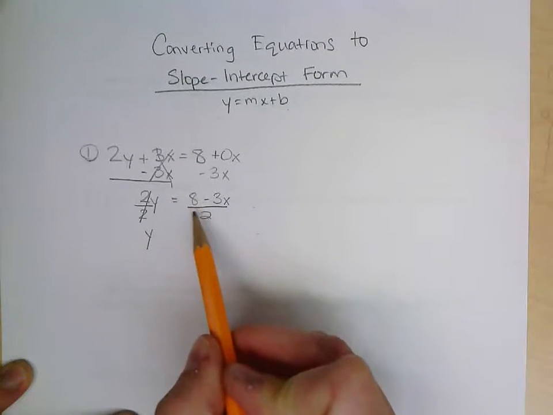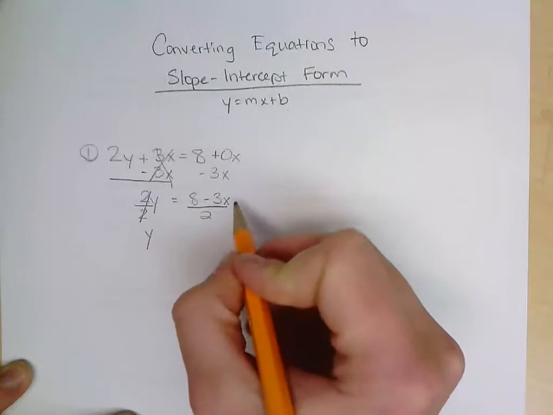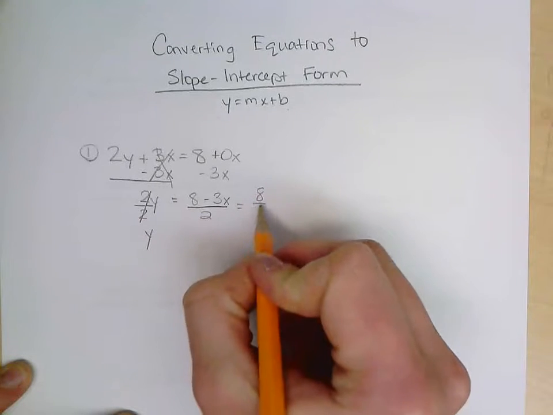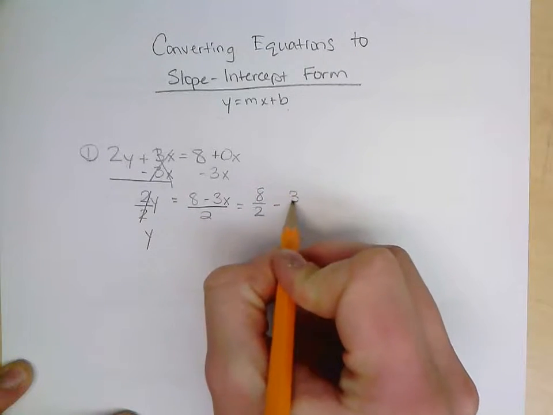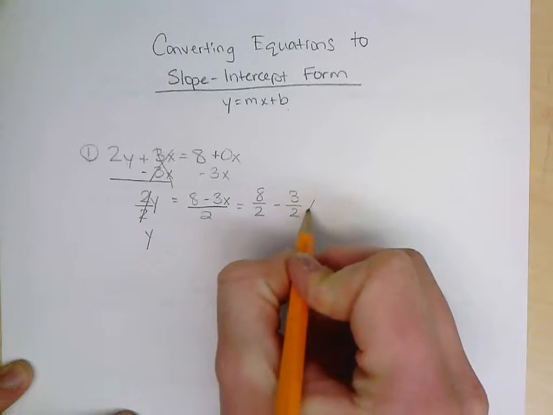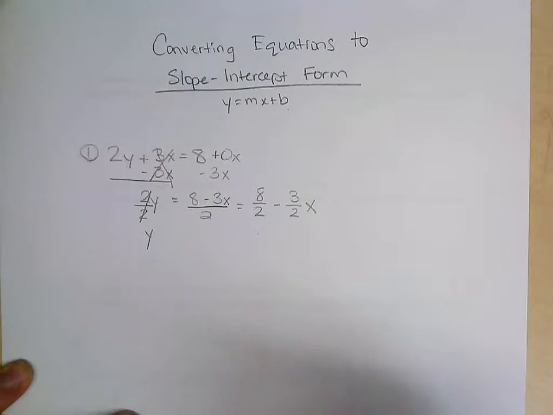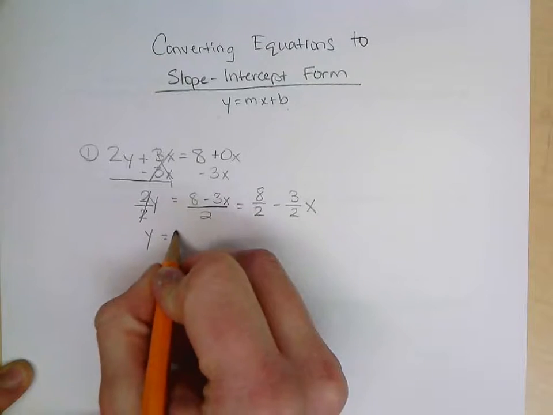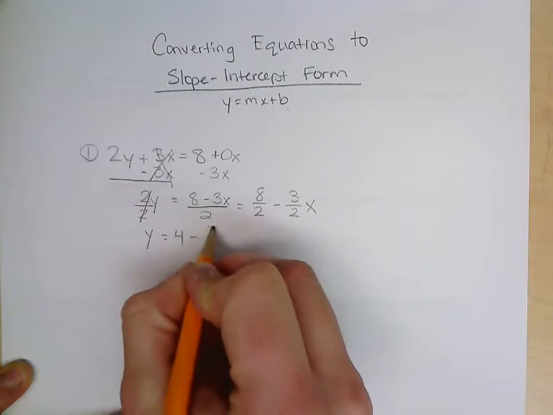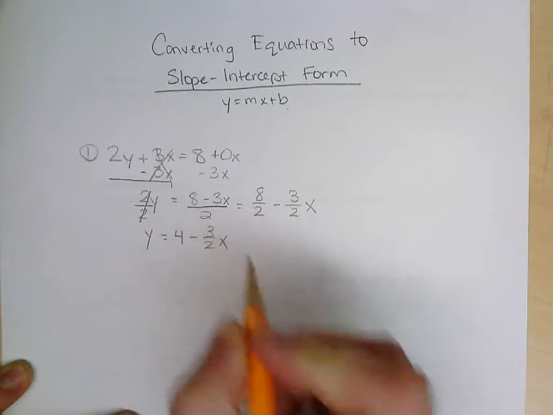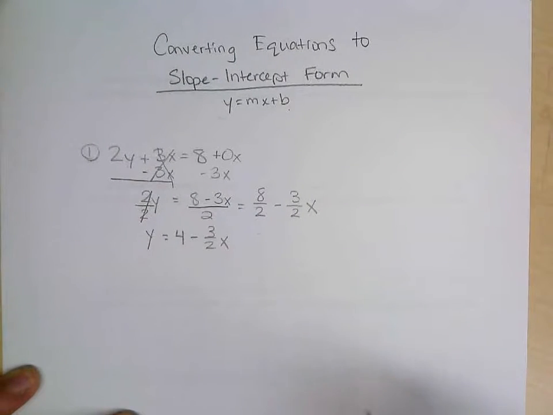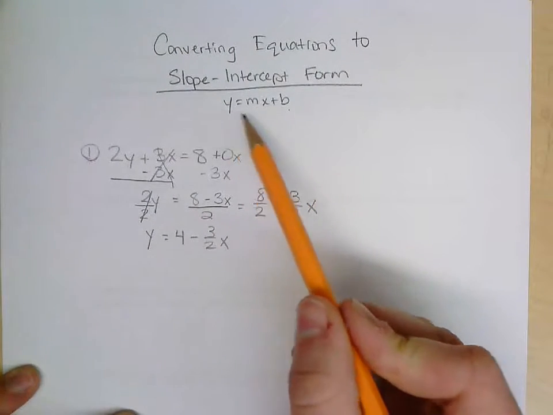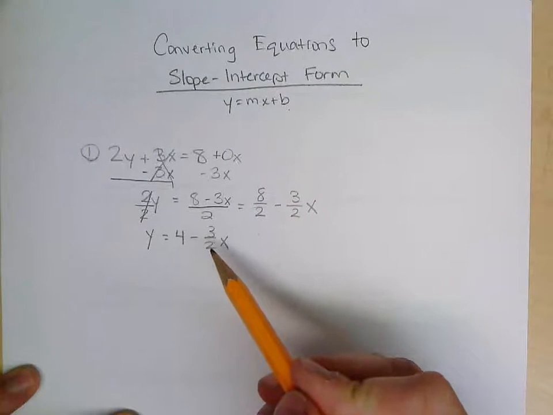You can choose to divide the entire thing by 2, or you could write it separately as 8 divided by 2 minus 3 divided by 2, and then times your x. Either way, we can simplify, and we're going to get 8 divided by 2 is 4, and then minus 3 halves x. And we're almost in slope-intercept form here. We could graph this, but if we want to write it exactly in this form with y equals mx plus b, we need to rearrange it.